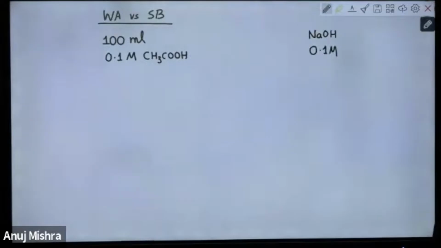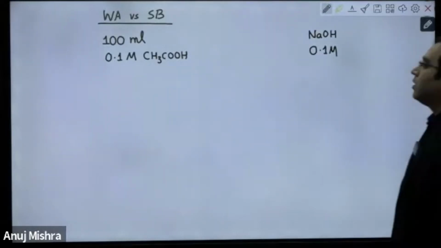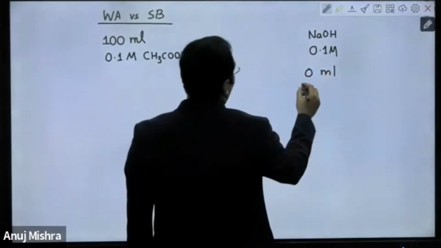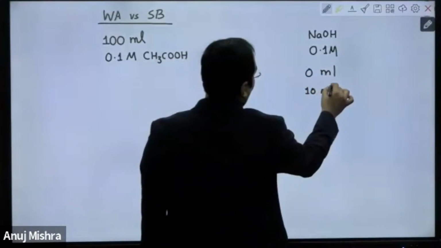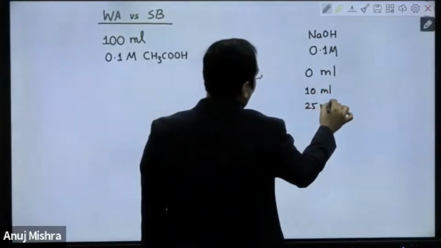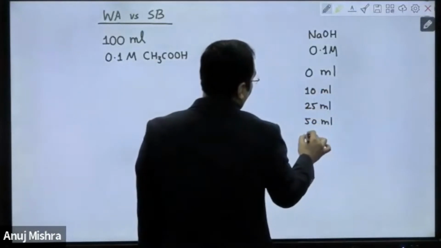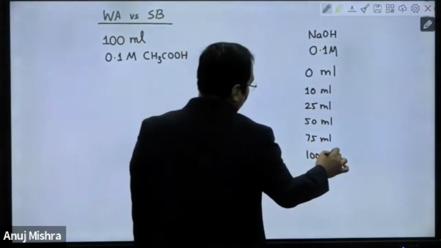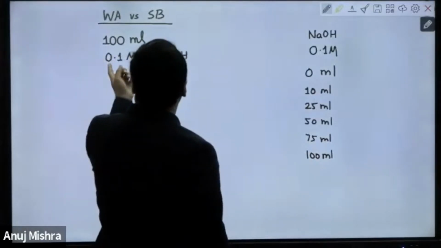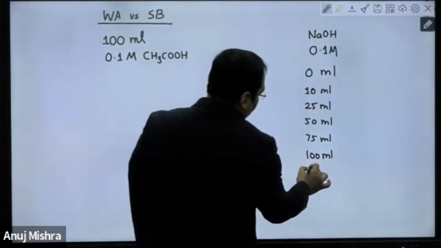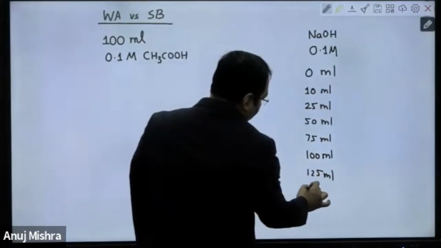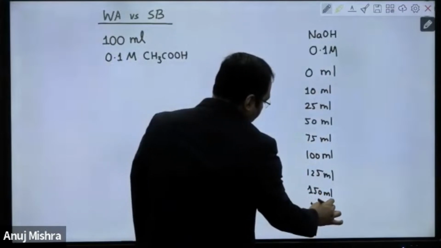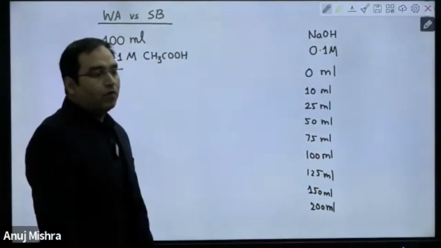And I'll give you different values now for this. So interesting values will be, you can start with 0 ml. Then 10 ml. You can do 25 ml, 50 ml, 75 ml. I'm doing it for a reason. 100 ml. After 100 ml you take 125 ml, 150 ml, then 200 ml. Try. What do you have to do?